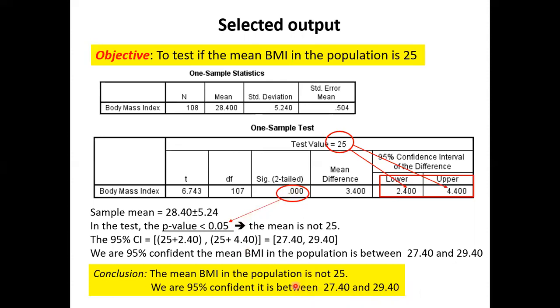Is the mean BMI, let's say, 28.5? Look at 28.5. Is it inside here? Yes, possible. Is it possible the mean BMI is 32? 32 is outside here. That's why this interval is very, very important. We call it universal, meaning it can test any value. Hypothesis testing only tests one hypothesized value, right? So that's the difference.